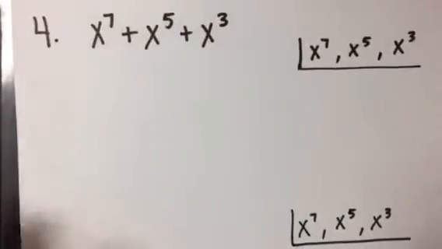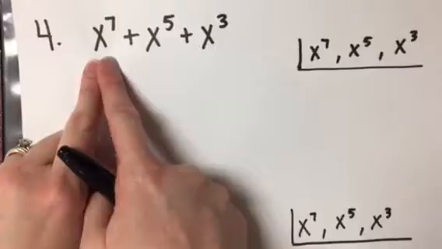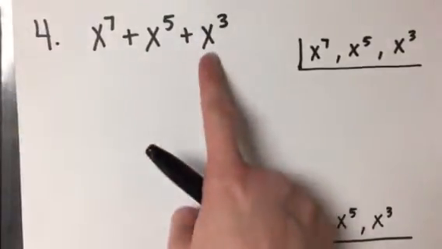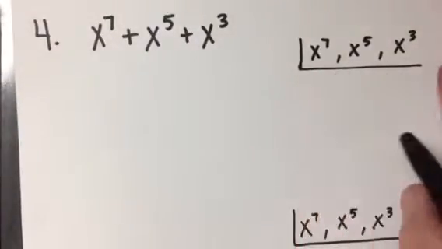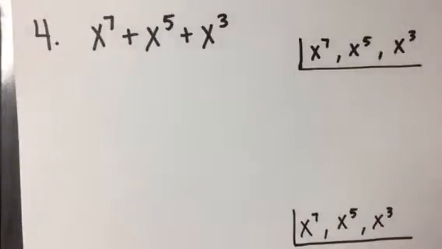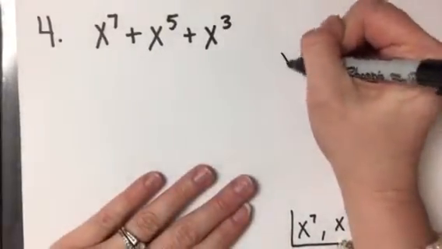Example 4. We'll now see what it looks like to factor a variable as the GCF. So again, we have x to the 7th, x to the 5th, x to the 3rd. Again, we'll look for the prime factorization. See what they all have in common. So first, they all have an x in common.